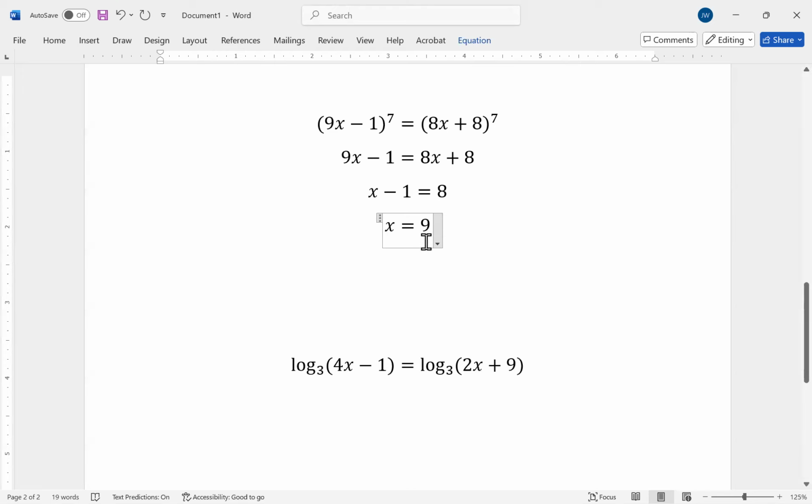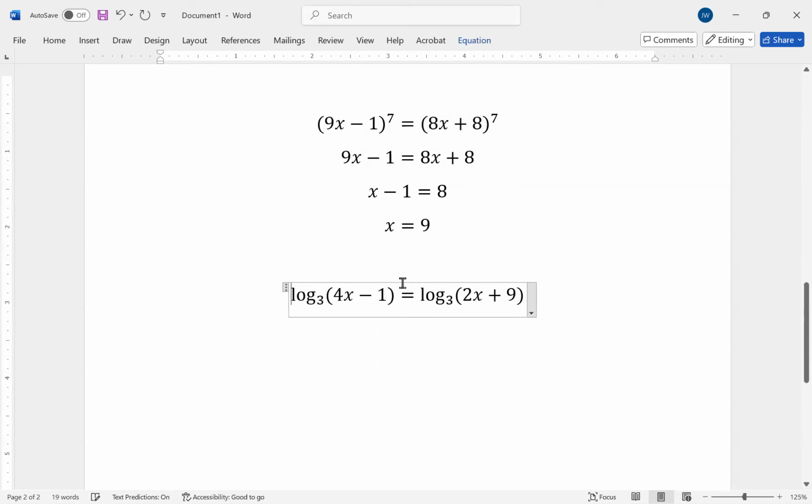Now, I should make sure that we're not dealing with some weird scenario here. So plug it in. Check your answer. I get 80 raised to the 7th power on the left-hand side and 80 raised to the 7th power on the right-hand side if I plug in 9. So we're good to go on that one.